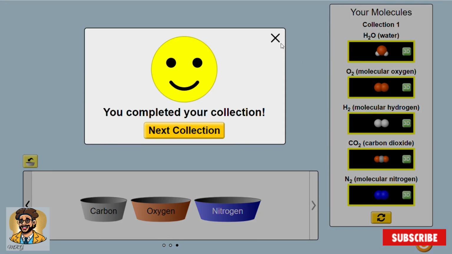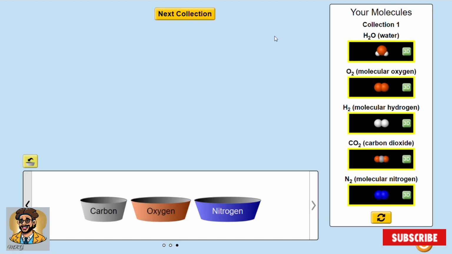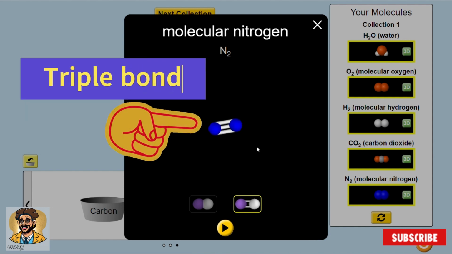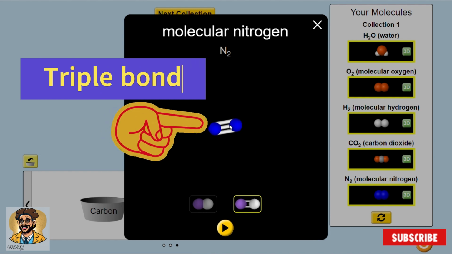Well, now here you can see that we can finish the first collection of this first exercise, but let's go about nitrogen. I want to show you something interesting. You can see that nitrogen has a triple bond. So there are three forces or three bonds that keep those two atoms together.